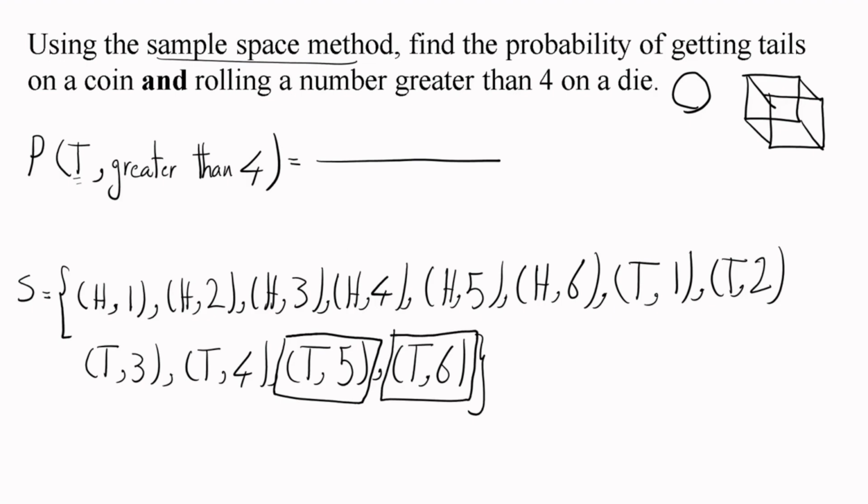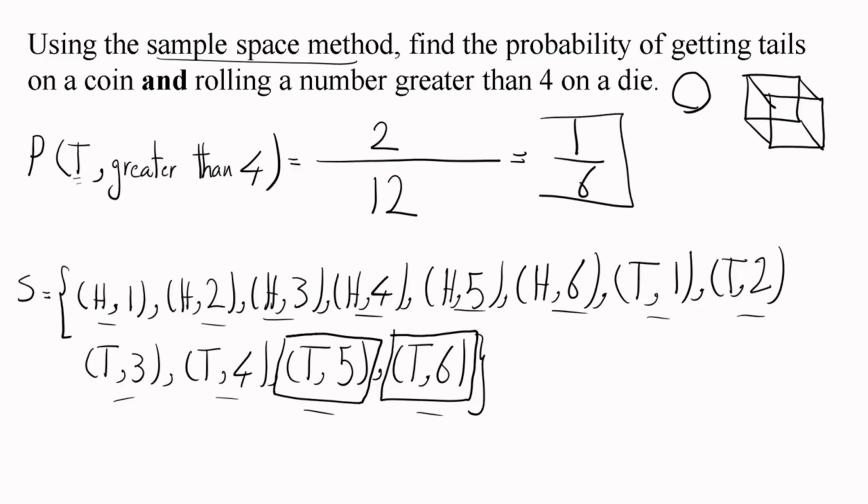So how many favorable outcomes do I have? As you can see, I have 2 favorable outcomes. And how many possible outcomes do I have? 1, 2, 3, 4, 5, 6, 7, 8, 9, 10, 11, 12. 2 over 12. If I simplify that, I would realize that the answer is going to be 1 over 6. This is the answer of this example.